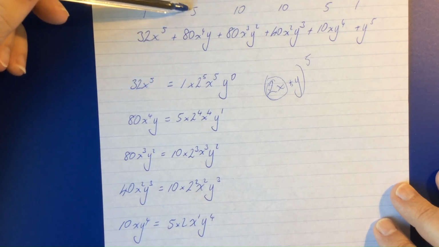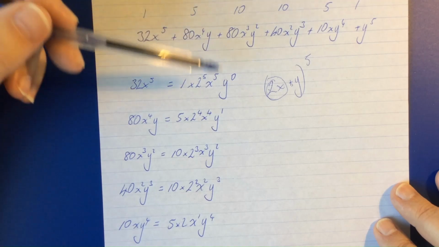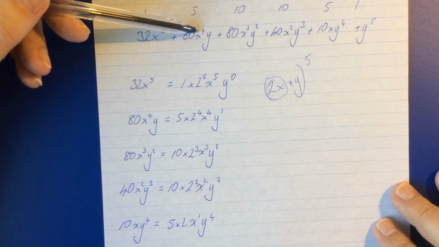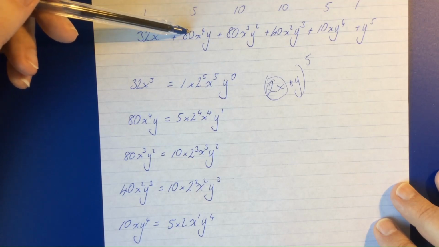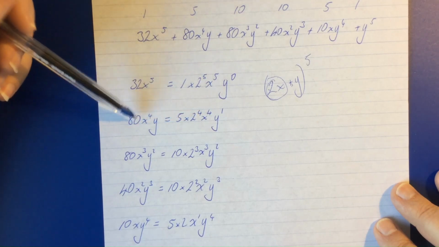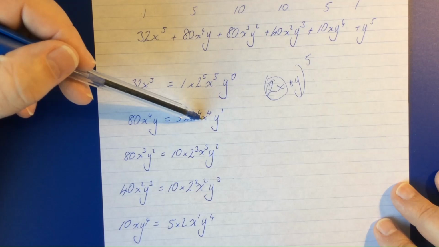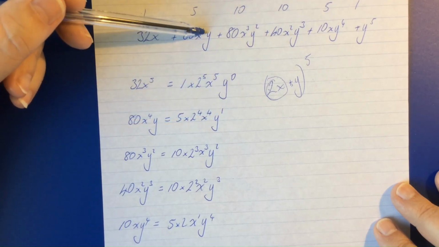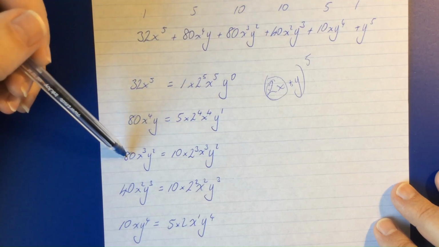The next expression, Pascal's triangle tells us that our multiplier is 5. So 5 times 2 to the 4th, which gives us 80. 2 to the 4th is 16. 5 times 16 is 80. x to the 4th, y to the power of 1, which gives us y. Next expression.